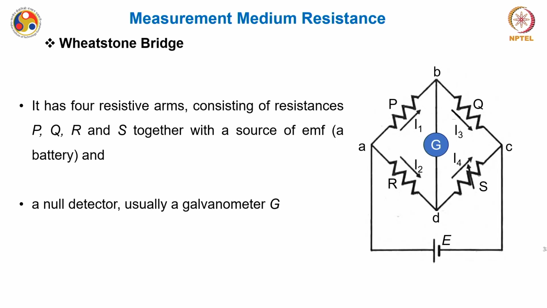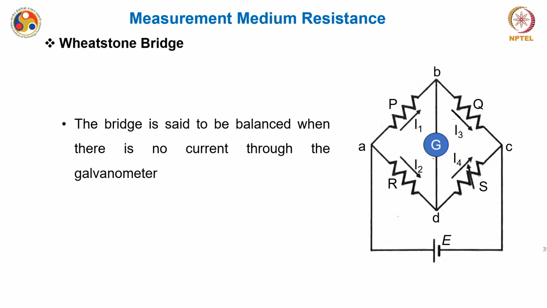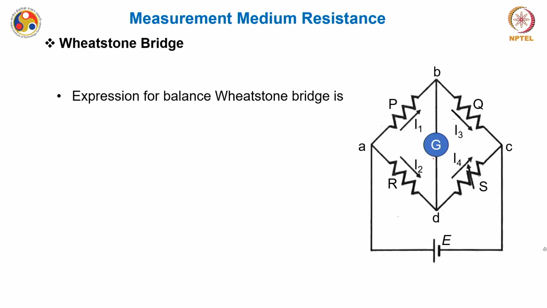In this case, there are 4 resistive arms with resistors P, Q, R and S, and of course a null detector, usually a galvanometer. The bridge is said to be balanced when there is no current flowing through the galvanometer. As I have just mentioned, this is a null-based instrument, and we have discussed all this under different analog instruments in our first module.